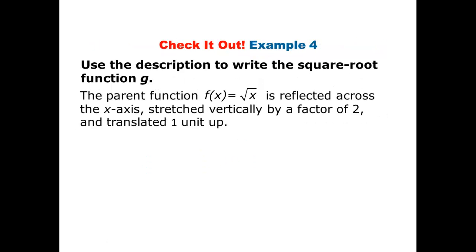Let's take a look at another one. Again, our parent function is the square root of x. That's going to be the basis of our equation. Reflected across the x-axis. Negative goes outside. Stretched vertically by a factor of 2. Vertical stretch goes outside as well. And translated 1 unit up. So square root of x and then plus 1.